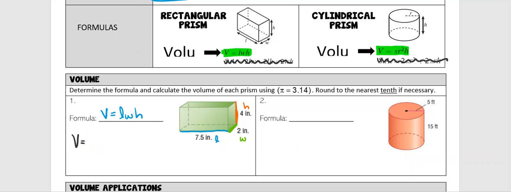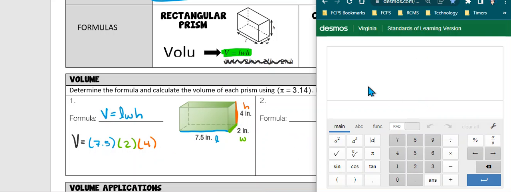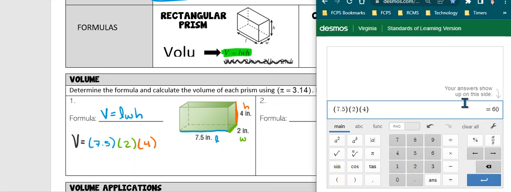Now I'm going to substitute. I'm still going to have V equals, and instead of my length, I'm going to put 7.5 in parentheses. This is just like when we evaluated expressions. Then for W, I'm going to take out the W and put 2 in parentheses because that was the width. For H, I'm going to take out the H, put in parentheses, and fill in the height that we had marked off. Now I'm going to let Desmos do the rest of the work for me. In my Desmos calculator, I'm going to type in everything that I have written after the equal sign: parentheses 7.5, parentheses 2, parentheses 4. And on the right side, it gives me my answer.